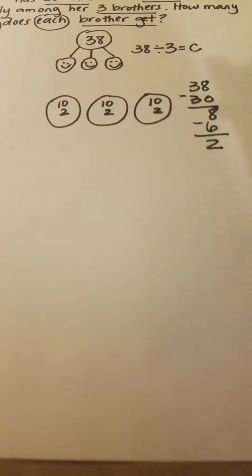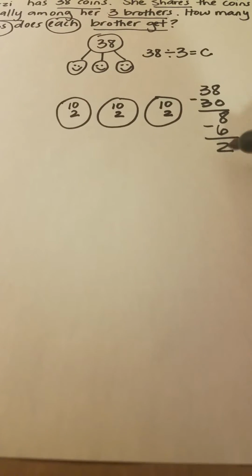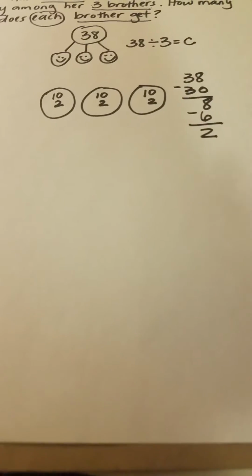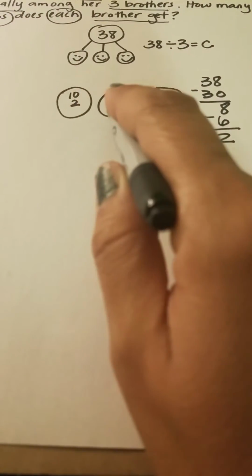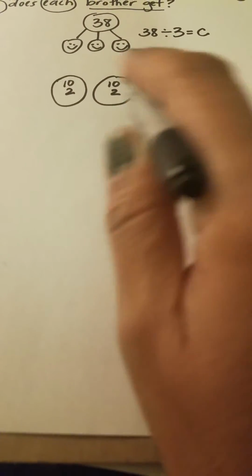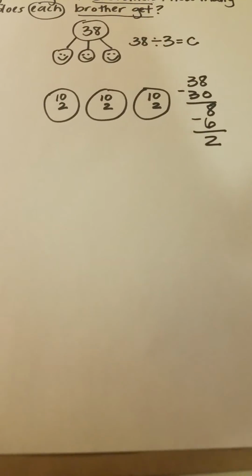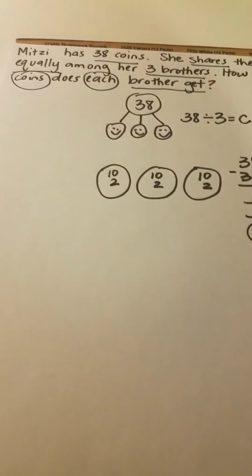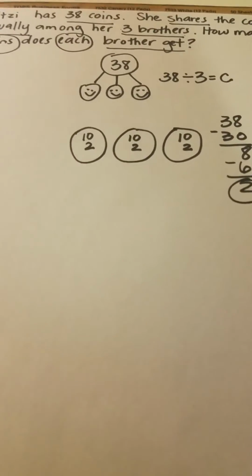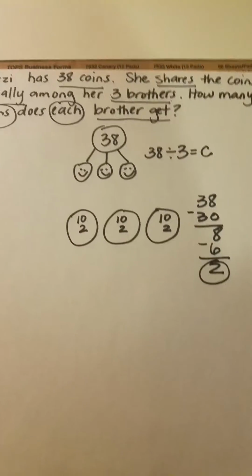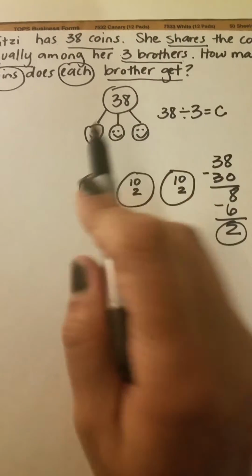I have to ask myself, can I share 2 coins equally with 3 people? I cannot, and I cannot give 1 coin to him, 1 coin to him, and then nothing to him. That would not be equal groups. So what happens here? We have a leftover number, or in math we call that our remainder. Okay, so in this case, let's go back to the question. How many coins does each brother get? Well, let's look at one brother.